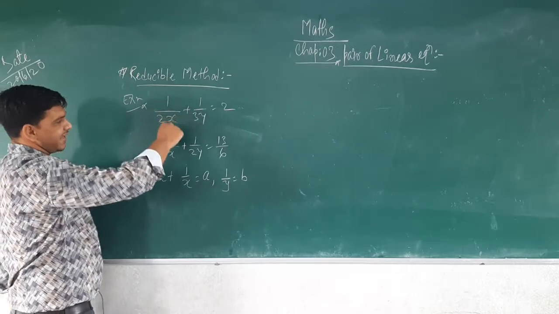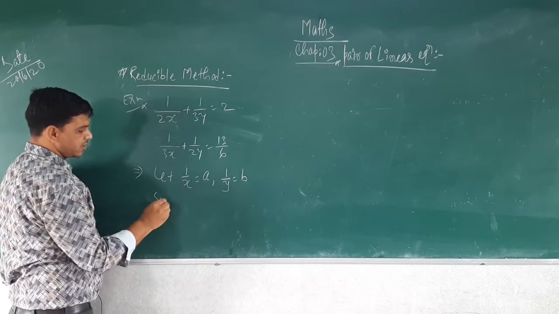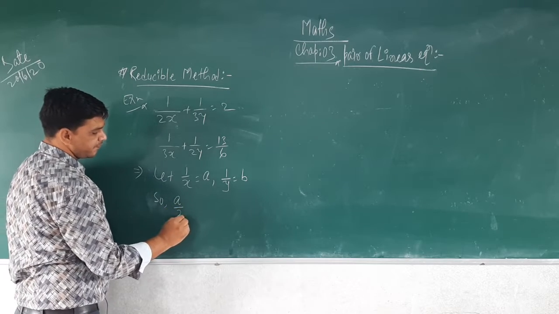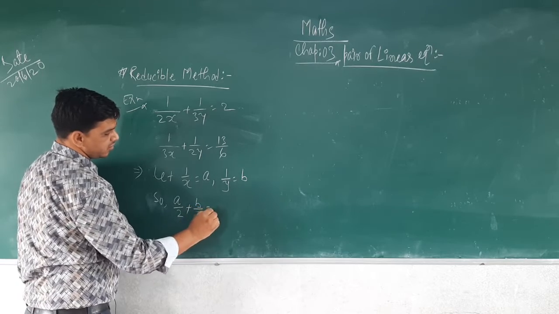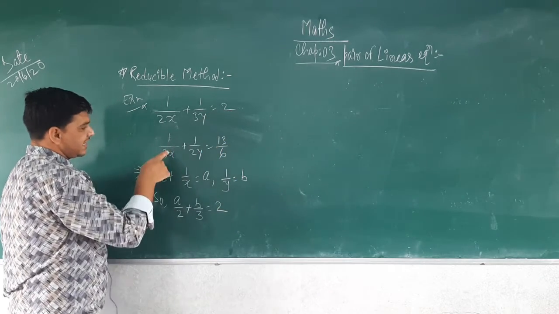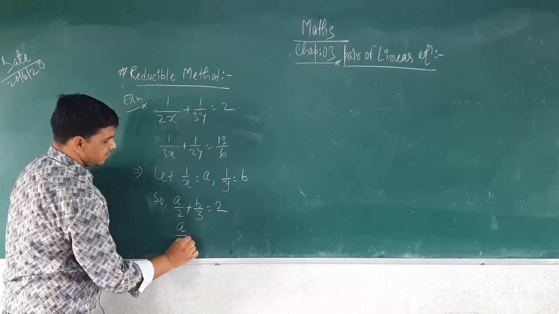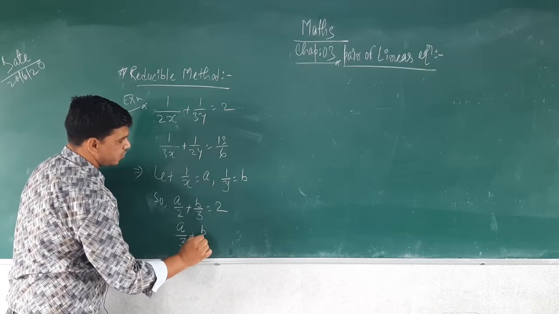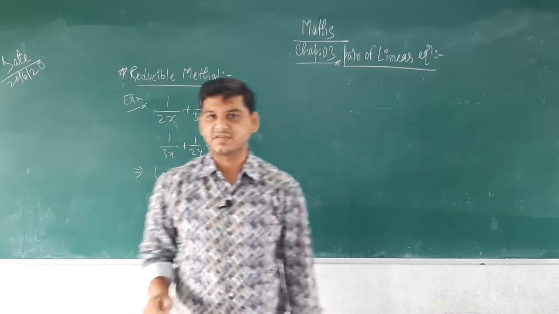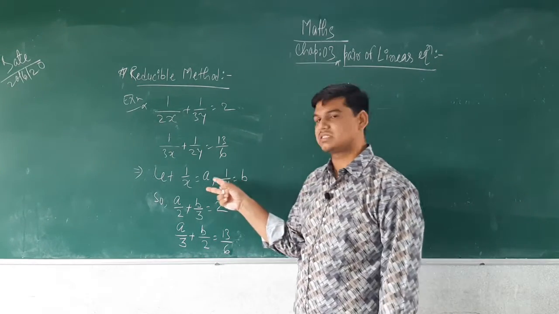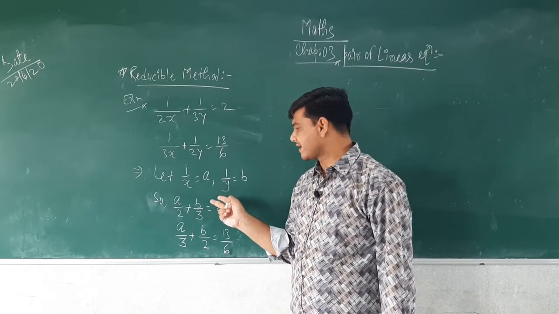So now 1 upon x is equal to a, then the equation becomes a upon 2 plus b upon 3 is equal to 2. Similarly for the second equation, 1 upon x is equal to a, so a by 3 plus 1 upon 2y, which means b by 2, is equal to 13 by 6. These are the two equations in which we have taken 1 by x as a and 1 by y as b.